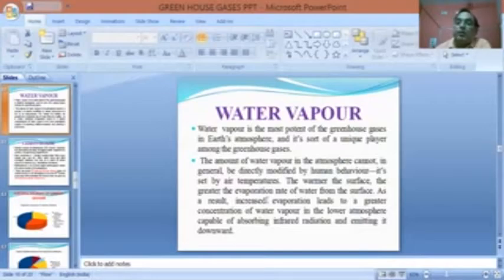Rise in the temperature will lead to more water vapor in the atmosphere, and more water vapor in the atmosphere will lead to further rise in the temperature of the earth by trapping more and more heat. So this is a sort of vicious circle, you can say.